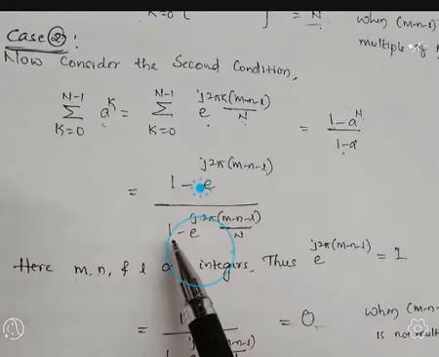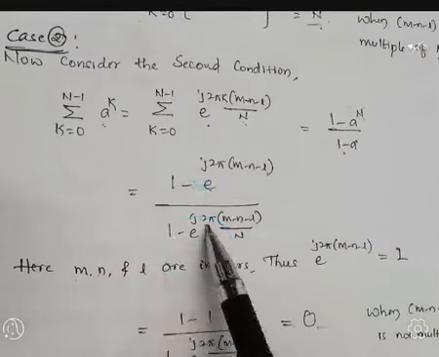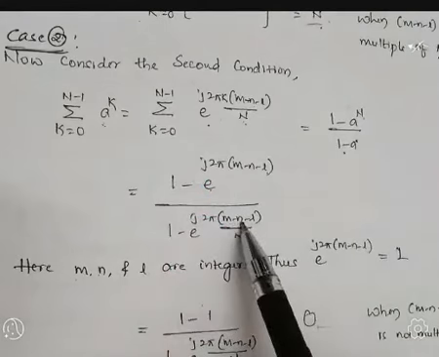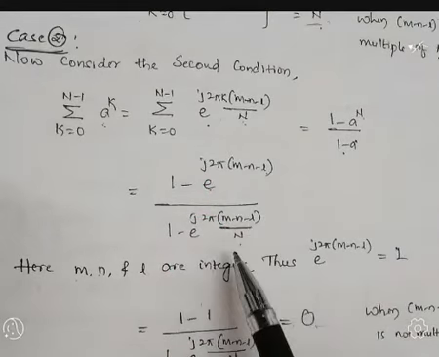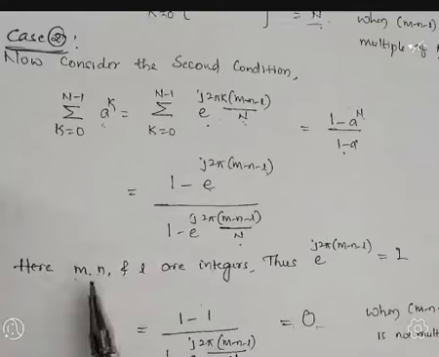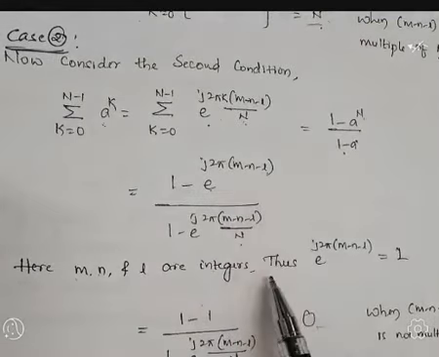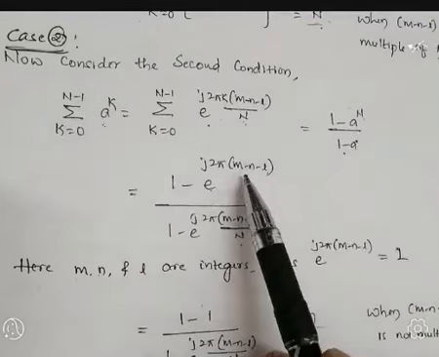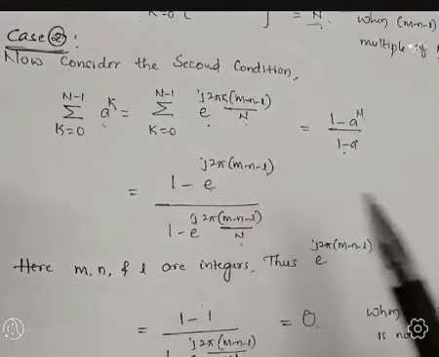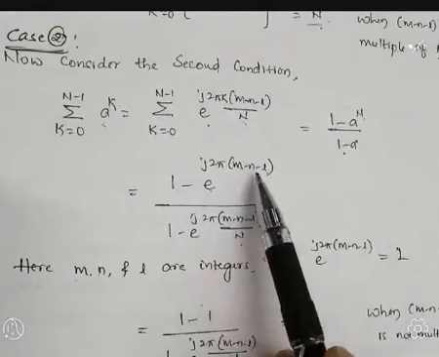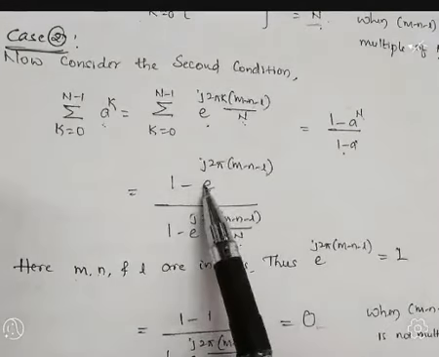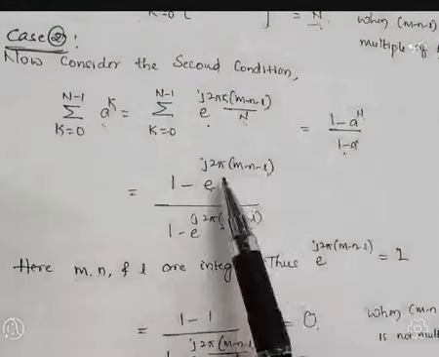1 minus a is what? 1 minus e to the power j 2 pi (m minus n minus l) divided by N. But if the values of m, n, l are integers, it may be 1, 2, 3, anything you can take, then what are we getting? This is an integer value, so the integer may be 1, 2, 3, anything. So after simplifying, what are we getting?